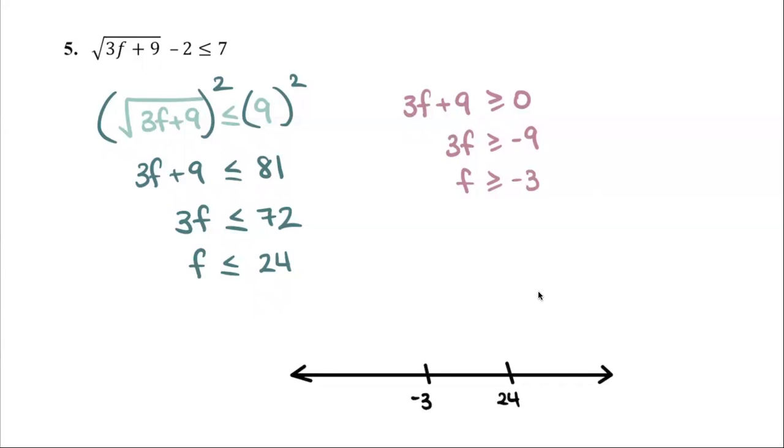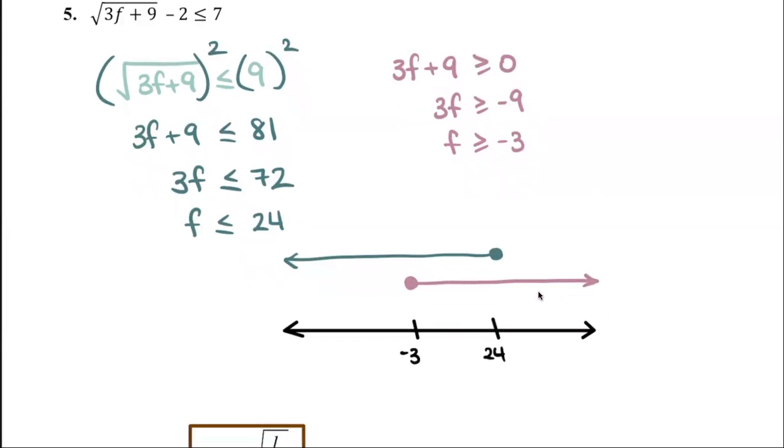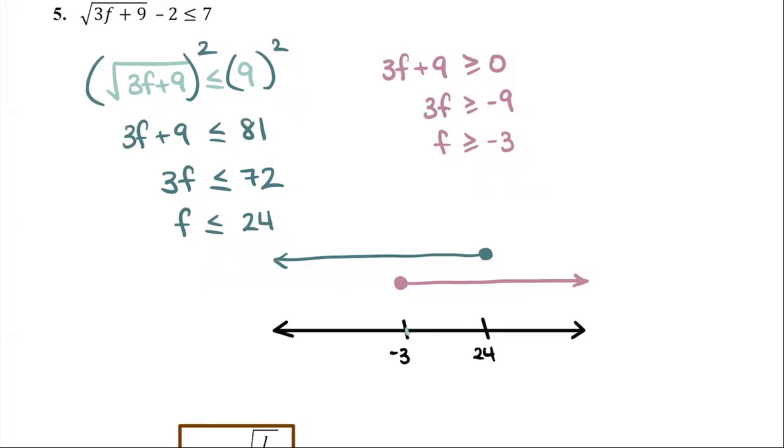For the first one, I have a solid dot at 24 and then shaded to the left as it's less than. And then this one is a solid dot at -3 going to the right because it's greater than. So what is my final answer, Colby? Where's my answer going to be? Between -3 and 24. Good. All right, so where they overlap. Now solid dots, open dots, what do you think on -3 and 24? Solid. Good.